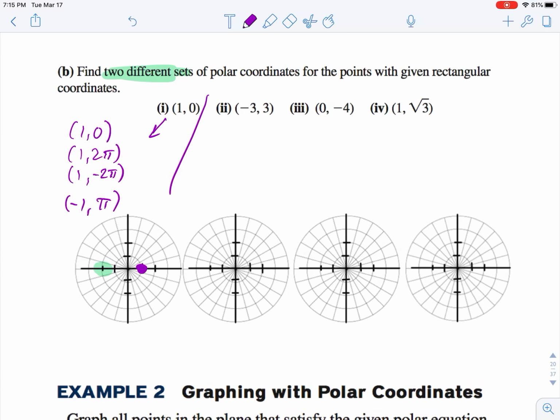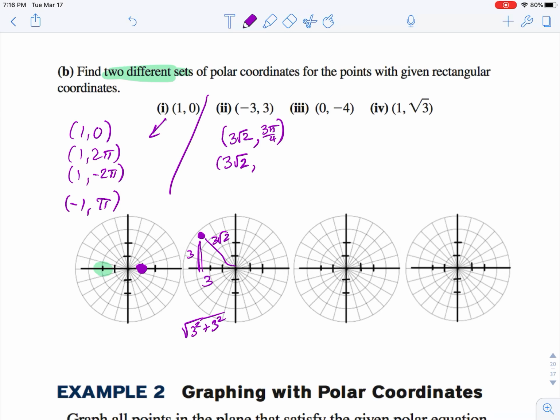Okay, Roman numeral 2, negative 3 comma 3. That takes me to about right here. 3 units to the left and 3 units up. Okay, so then if I am in fact 3 units left and 3 units up, well then that radius would then be square root of 3 squared plus 3 squared, also a 45, 45, 90 triangle. So I could have just said that that is 3 root 2. So that's my radius. And then my angle would be 3 pi over 4.